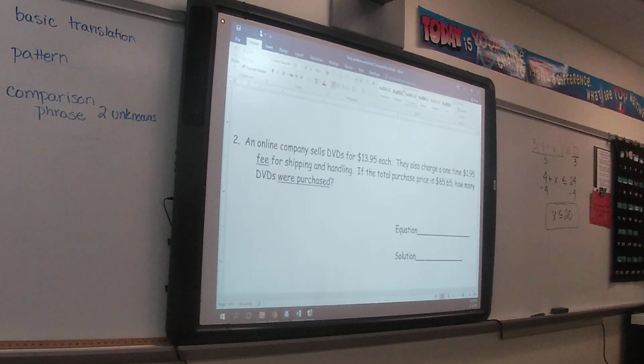Okay, what is this problem asking us to find? Anything that's happening per DVD gets a variable. So is this $13.95 happening per DVD? It gets a variable, so whatever you want. Is it $1.95 happening per DVD? Nope. Is it $85.65 happening per DVD? Nope, so there's your variable.